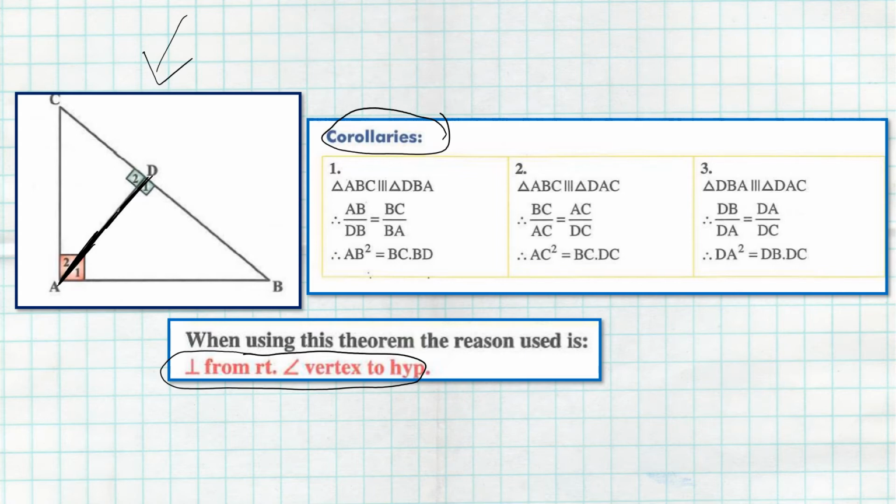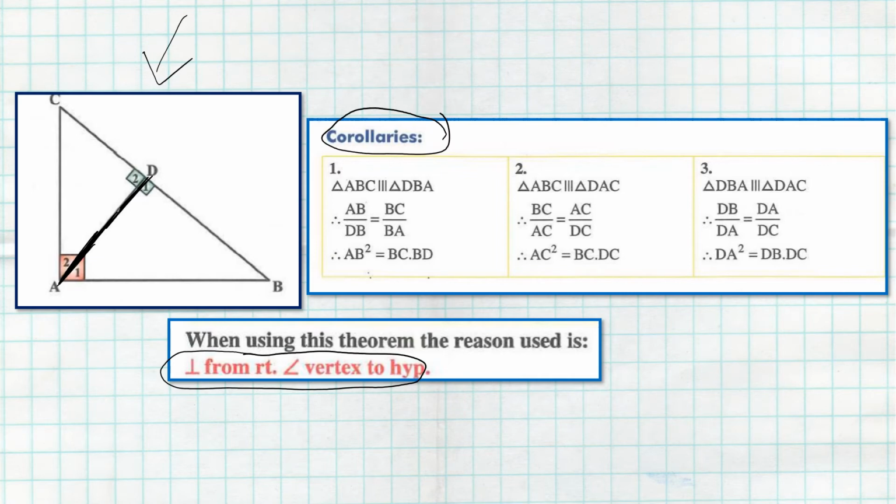And we call those corollaries, or these deductions that can be made from this theorem when there's a perpendicular line from a vertex to a hypotenuse. Okay, so that's it.